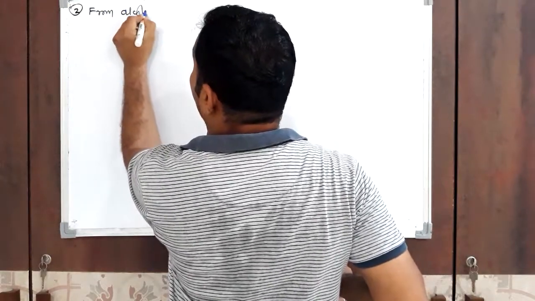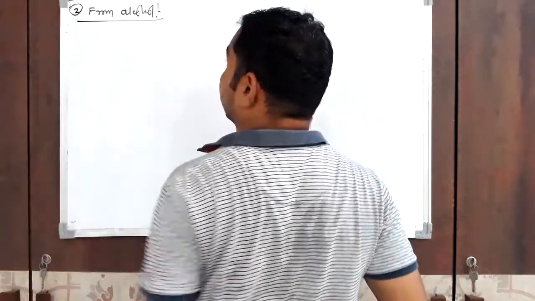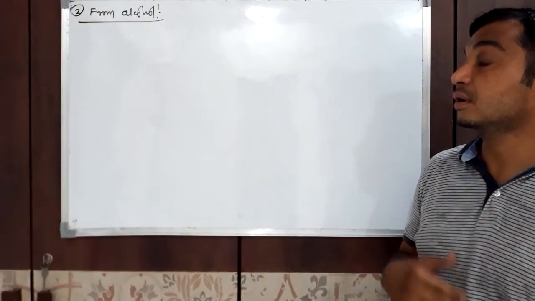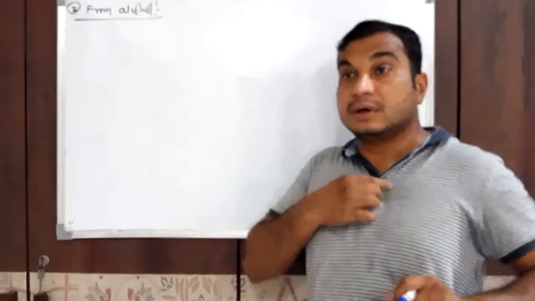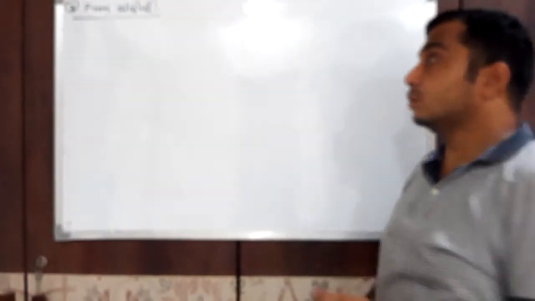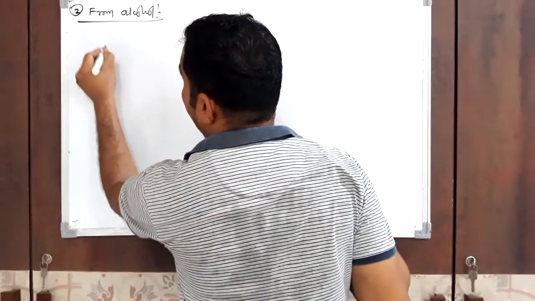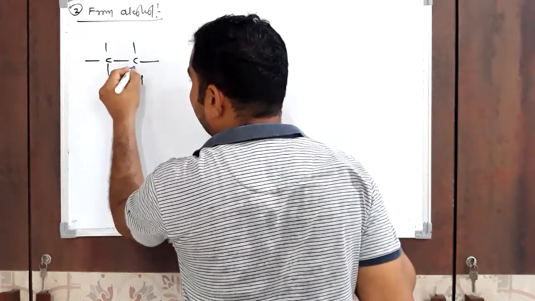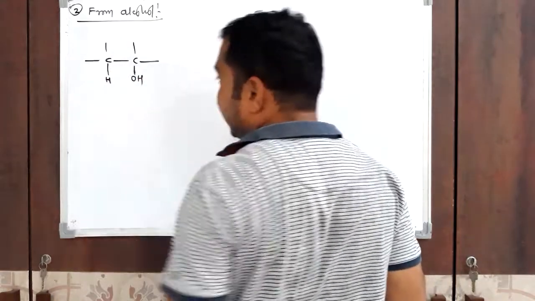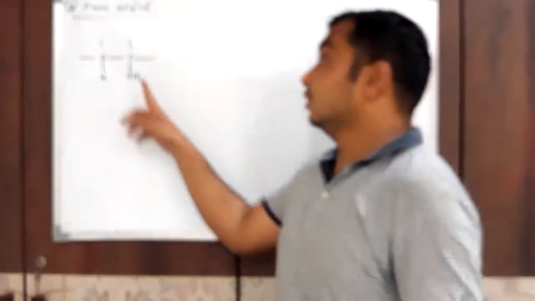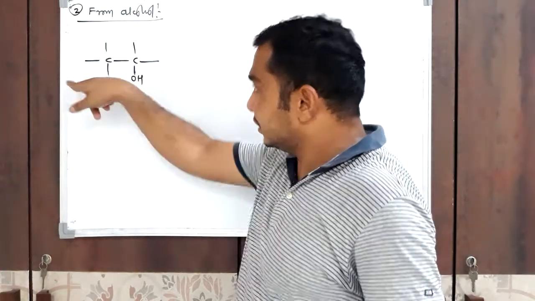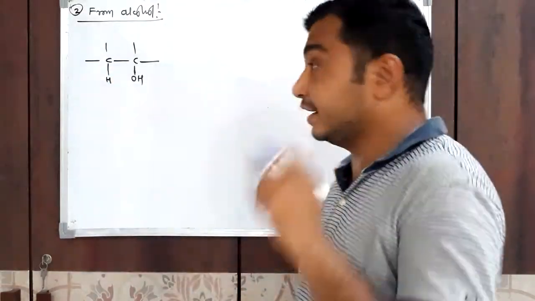from alcohol. See, we know alcohol. This is OH attached to carbon, and suppose the neighboring carbon has one hydrogen. The alcohol in which the neighboring carbon, that is the carbon to which the OH group is attached, and just the neighboring carbon, has at least one hydrogen.